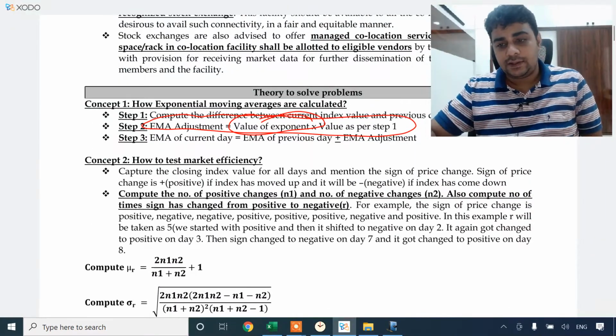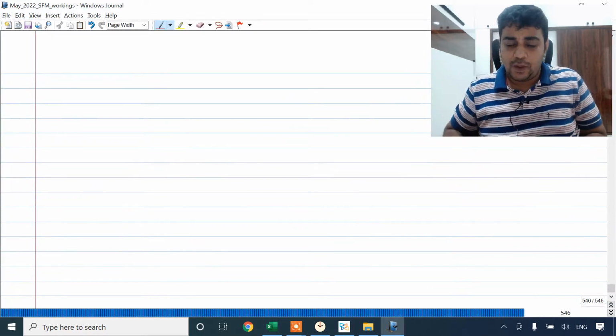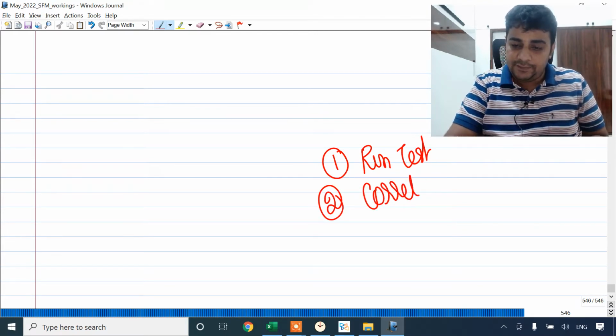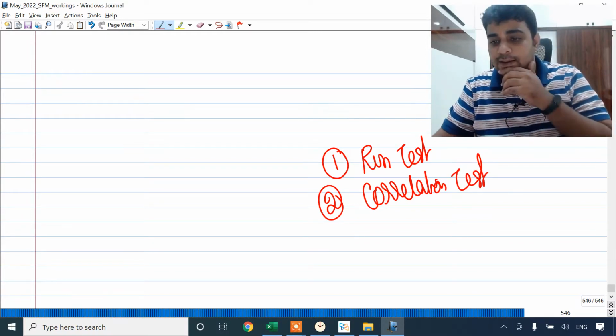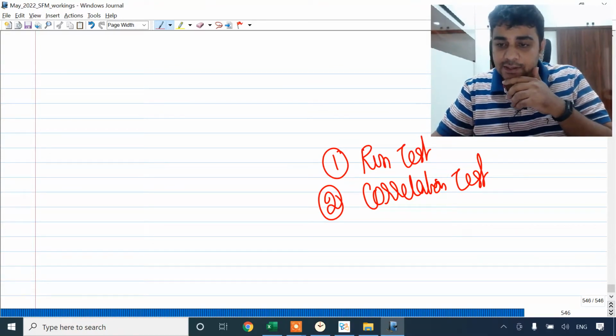Now there are two ways of testing this. One is your run test, and second is correlation test. In that we have an auto correlation test which came in the exam, and there's a serial correlation test which I'll also discuss. So run test and correlation test are the two ways of doing it.